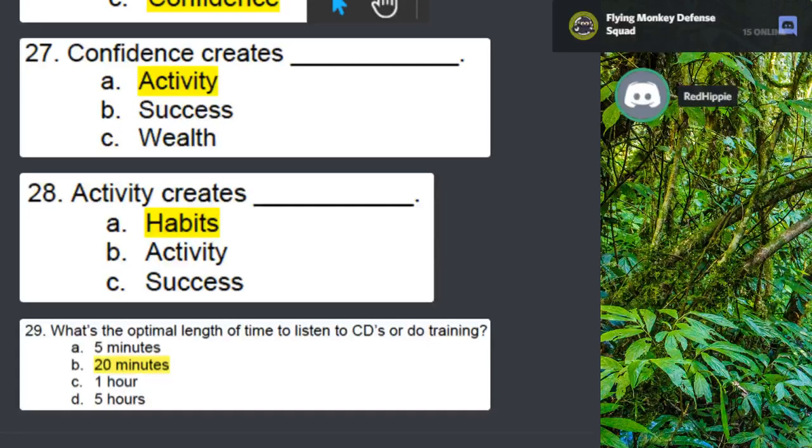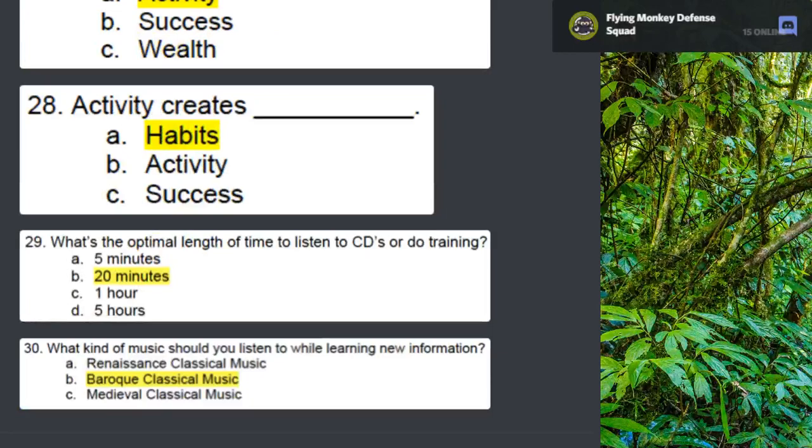Oh, I almost posted the next answer. How often should you focus on the teachability index? Always. Always, yes. The answer is every day, but yes, always.